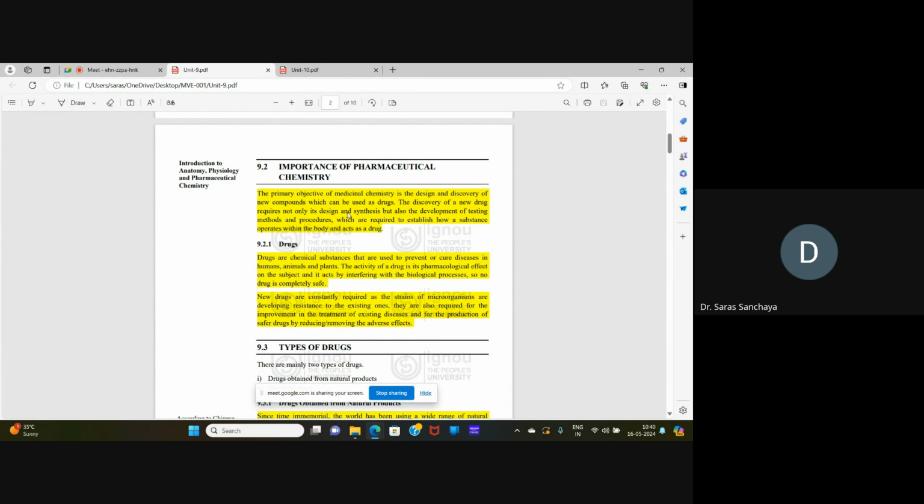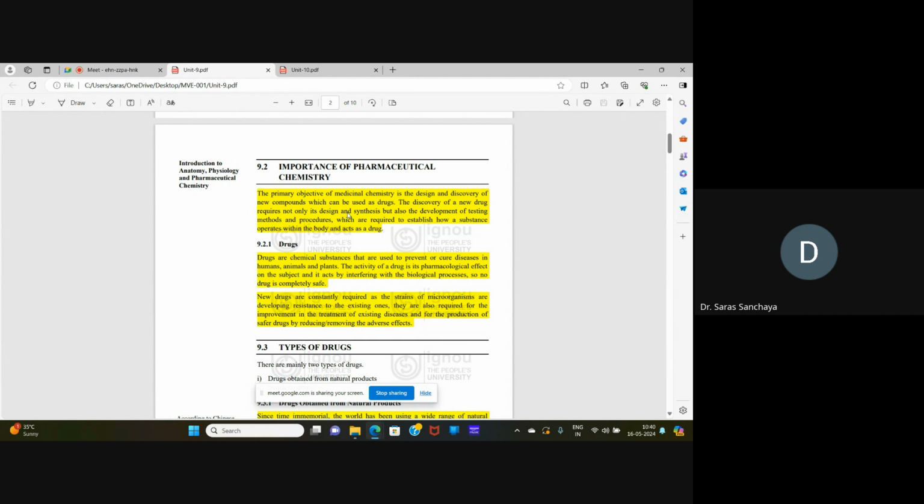Drugs are chemical substances that are used to prevent or cure diseases in humans, animals, and plants. The activity of a drug is its pharmacological effect on the subject, and it acts by interfering with biological processes. So, no drug is completely safe. No allopathic drug is completely safe. It will have some pharmacological effect in the body; both pharmacokinetics and pharmacodynamics will happen.